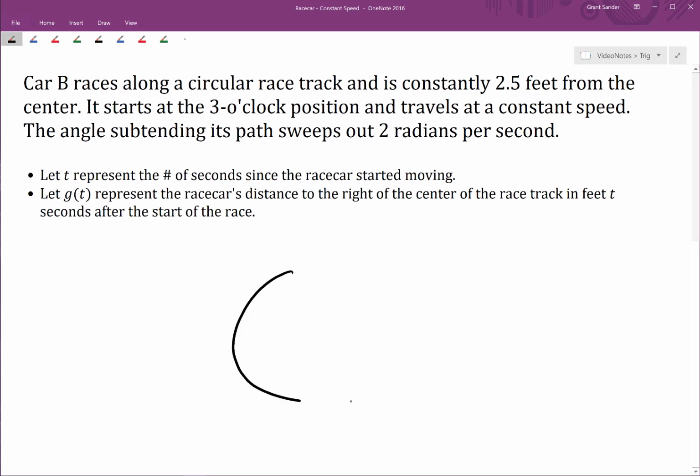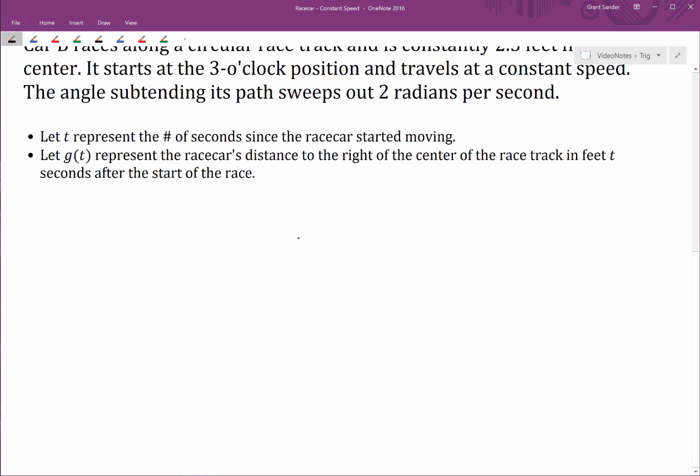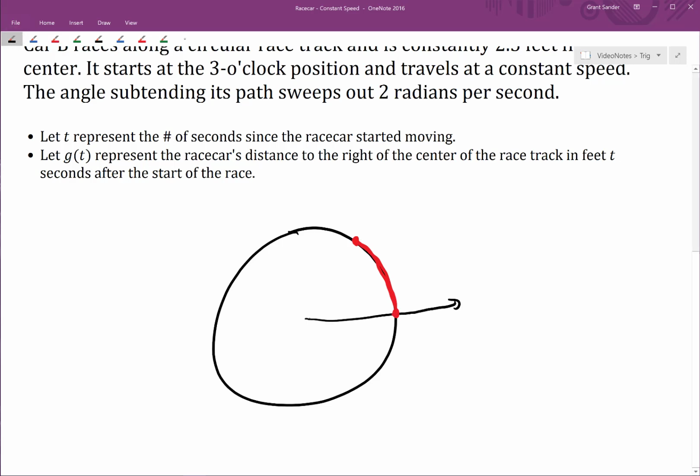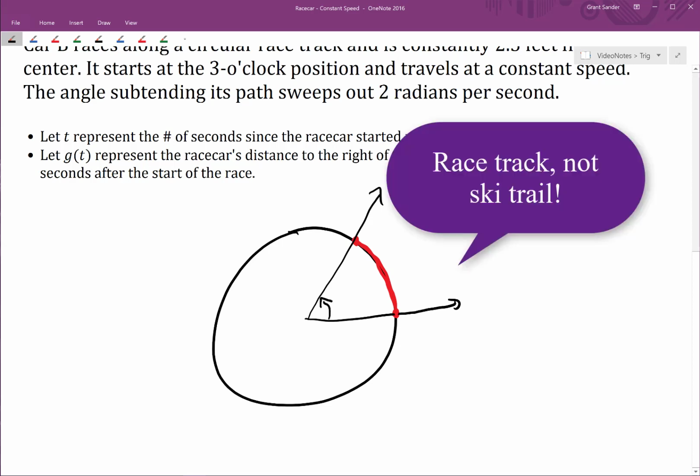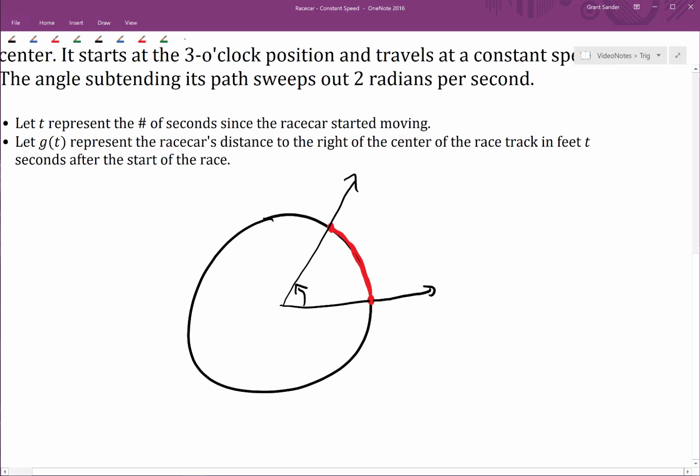So we have our circular racetrack. Let me draw that a little larger. We've got our circular racetrack. Car B starts over here at the 3 o'clock position and then begins traveling counterclockwise, and it does that at a constant speed. Then we have an angle that subtends the race car's path. And so as the race car races around that circular trail, that angle opens up in the counterclockwise direction. And we'll just say theta represents the radian angle measure of that angle.